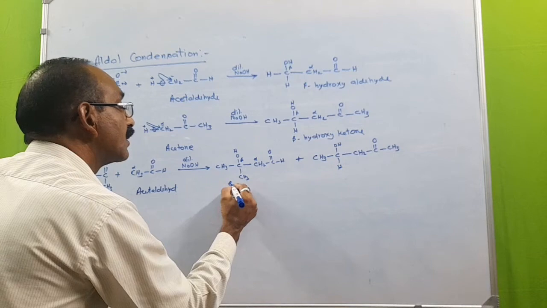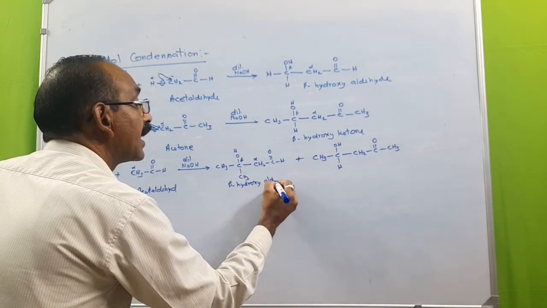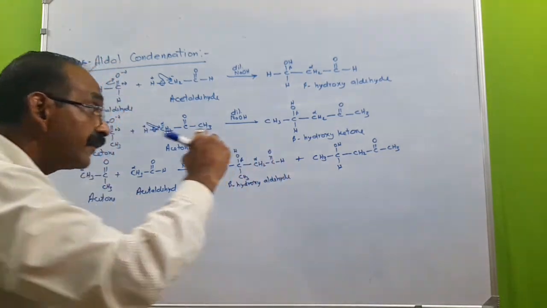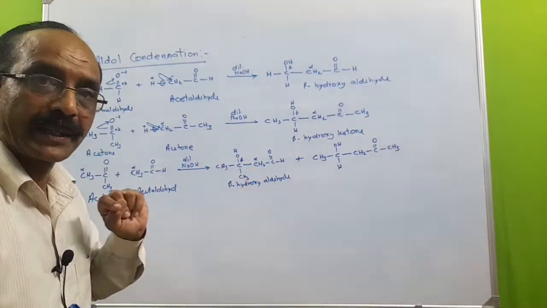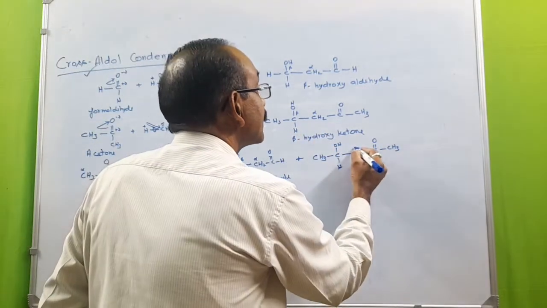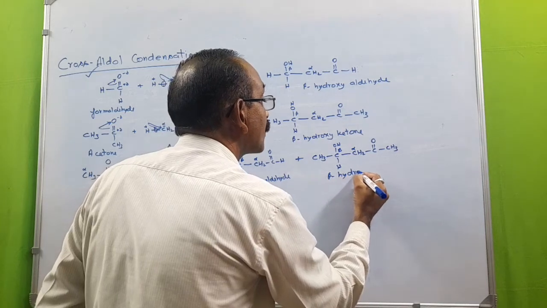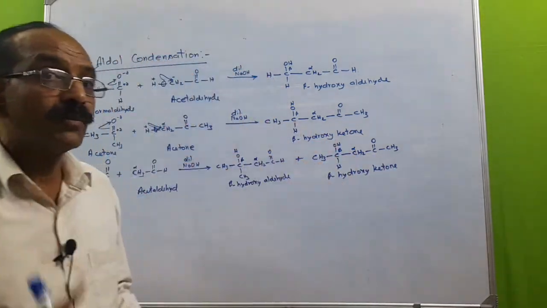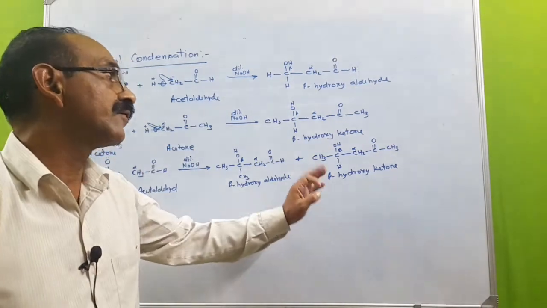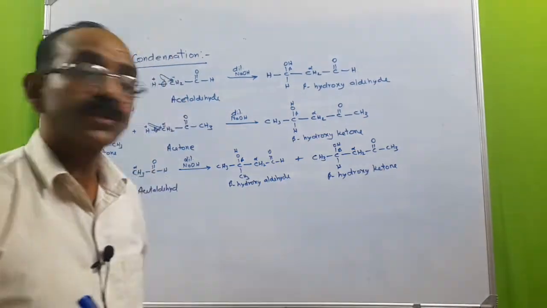We obtain beta hydroxy aldehyde if we are removing the alpha hydrogen from aldehyde. In this case, we will get beta hydroxy ketone if we are removing the hydrogen from ketone. So then you will get beta hydroxy ketone.